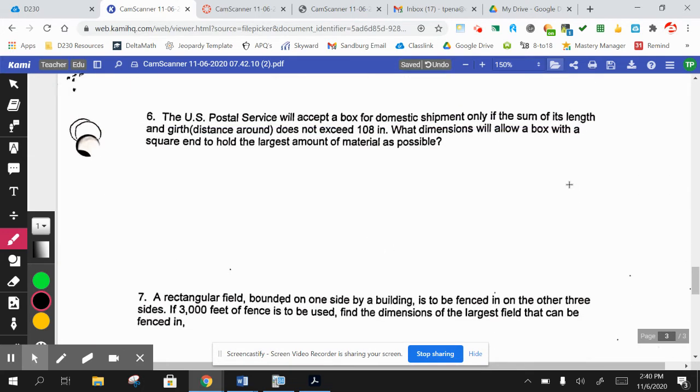All right, so number 6, it says the U.S. Postal Service will accept a box for domestic shipment only if the sum of the length and its girth, which is the distance around, does not exceed 108 inches. The question is then asking what dimensions will allow a box, so once again a box, with a square end to hold the largest amount of material as possible. So we are again trying to maximize the volume of a box.